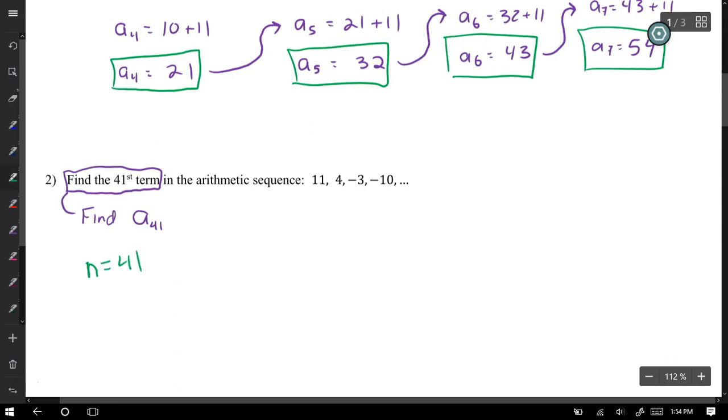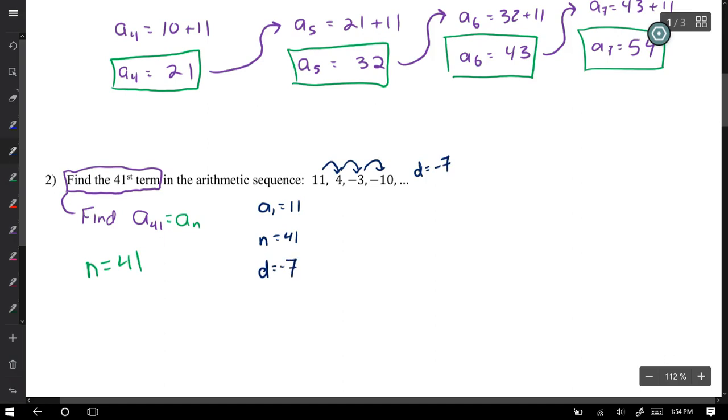So right off the bat, I know this information. I am trying to find the a sub n term if I know n is 41. So if we look at what's given, I know a1 is 11. We know n is 41. And if I look at this case, and I see how do I go from 11 to 4 to negative 3 to negative 10, in this case, my difference is negative 7. I am subtracting 7.